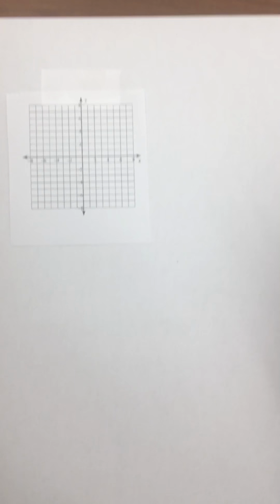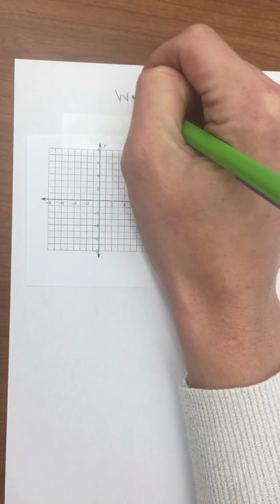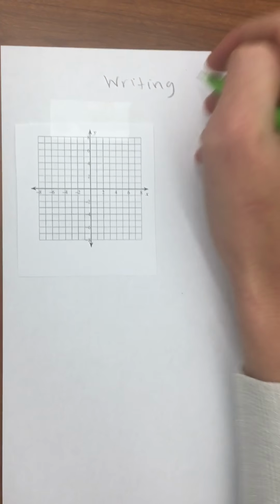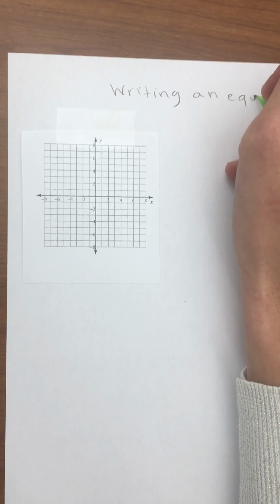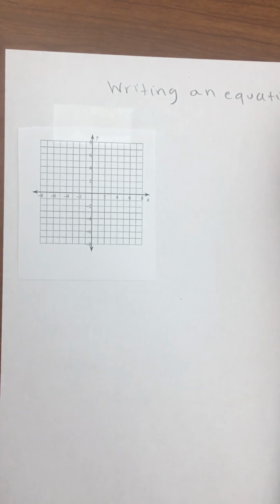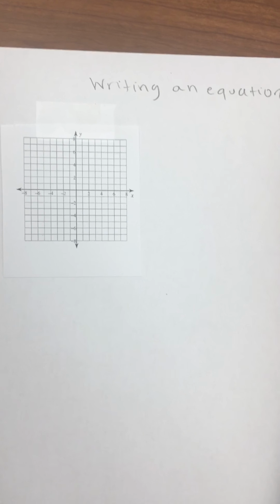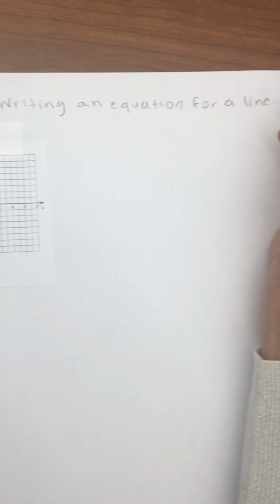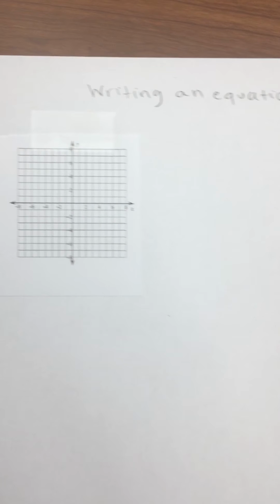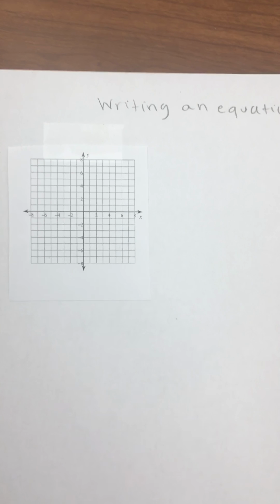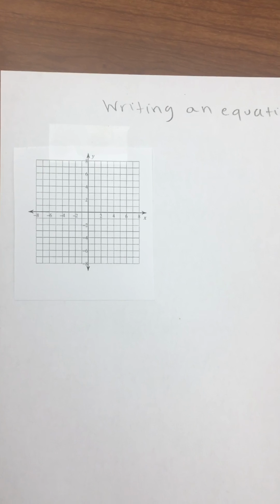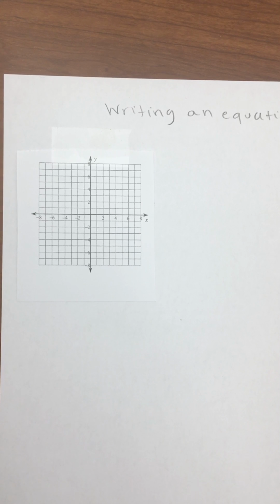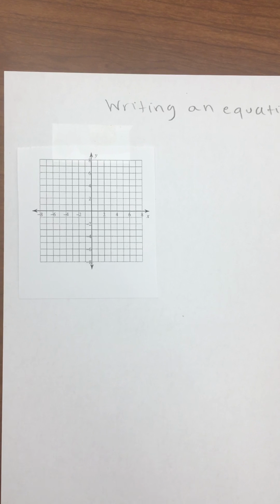All right, ladies, let's review concepts learned for writing an equation for a line. So when I'm writing an equation for a line, essentially I'm writing a formula that describes all the points that exist in my graph.